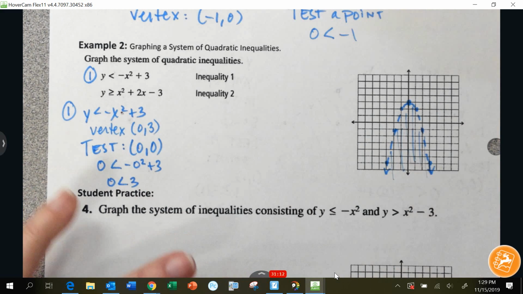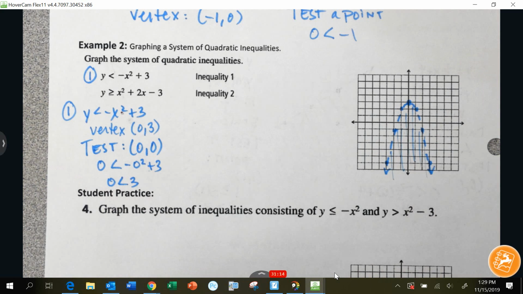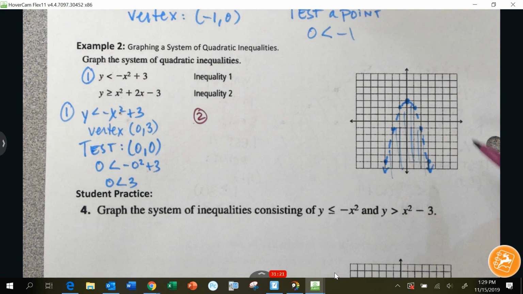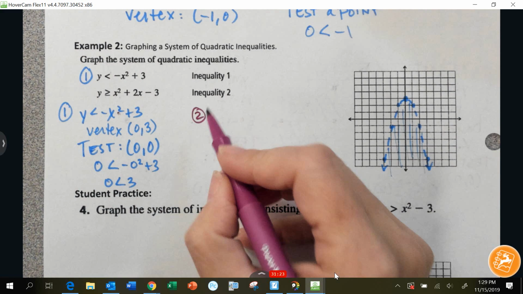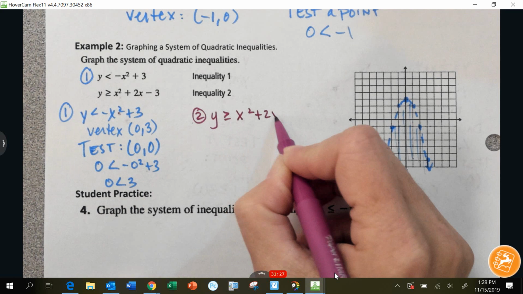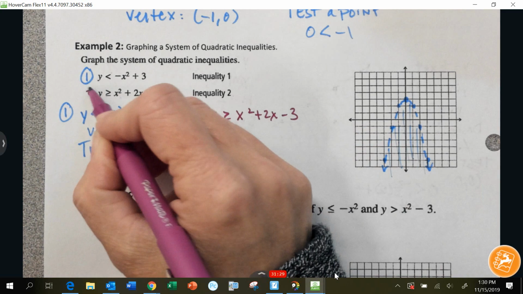But I did that lightly because we have a second one we need to do on top of here, and I didn't want to not be able to see my points. So the second one I have on there is y greater than or equal to x squared plus 2x minus 3.